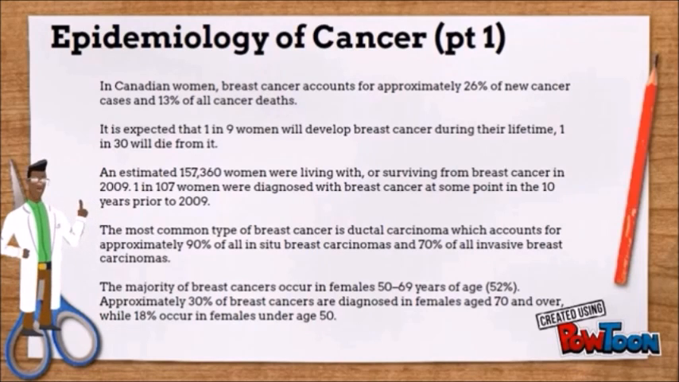The most common type of breast cancer is ductal carcinoma, which accounts for approximately 90% of all in situ breast carcinomas and 70% of all invasive breast carcinomas. The majority of breast cancers occur in females 50 to 69 years of age, which accounts for 52%. Approximately 30% of breast cancers are diagnosed in females age 70 and over, while 18% occur in females under the age of 50.